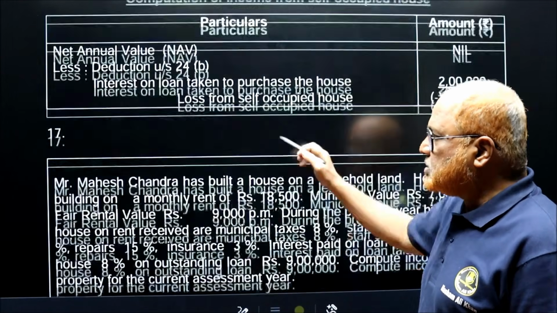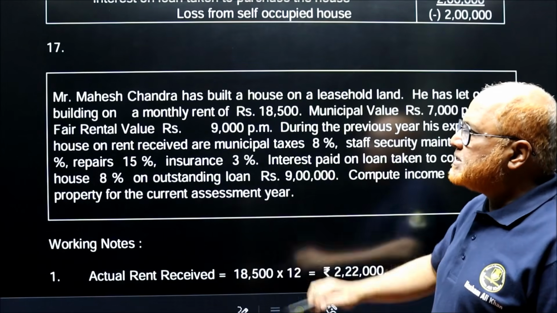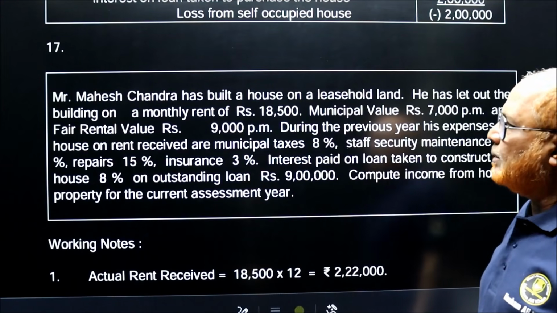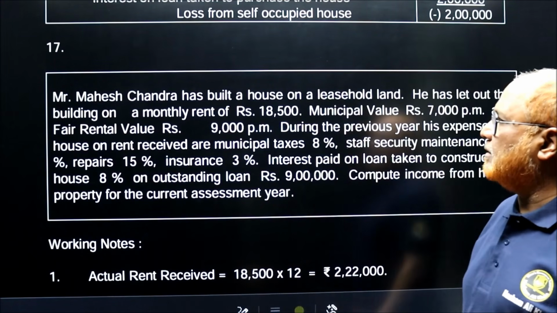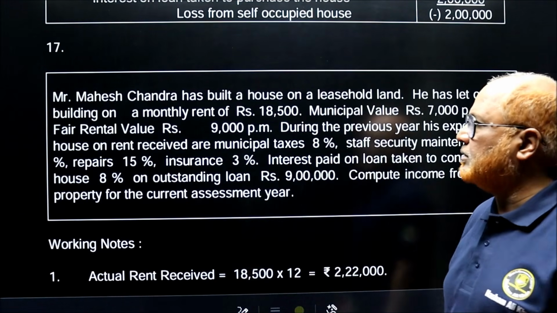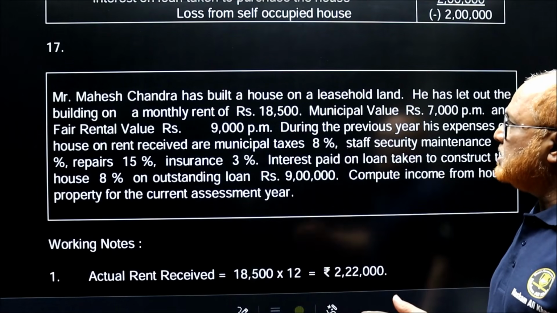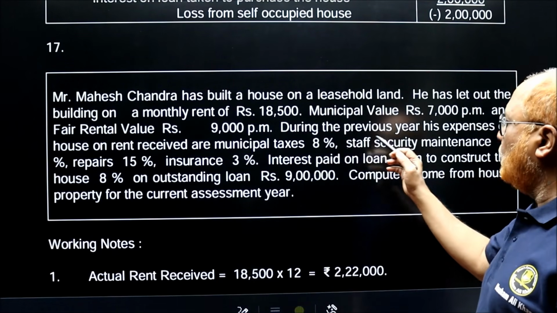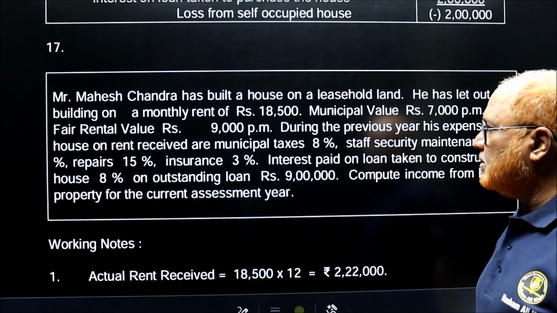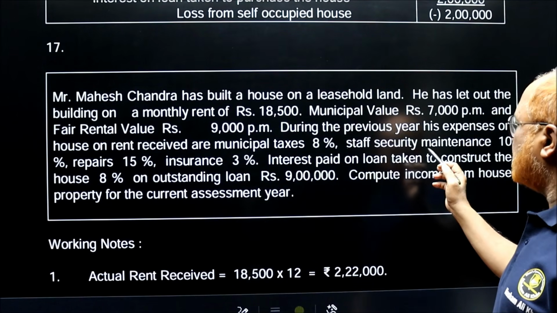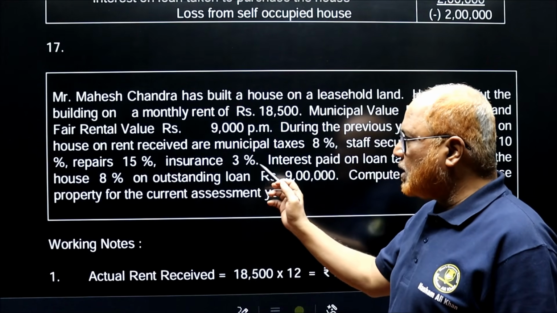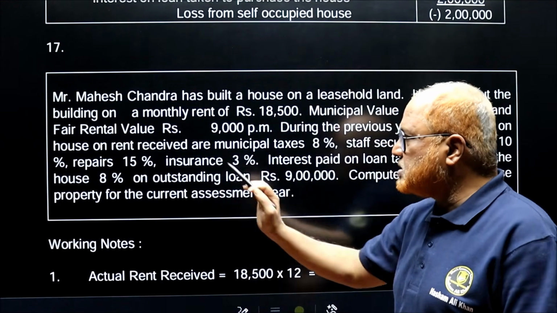That's it. Now, 17th problem. Mr. Mahesh Chandra has built a house on a leasehold land. He has let out the building on a monthly rent of 18,500. Municipal value 7,000 per month and fair rental value 9,000 per month. So this house is let out, not self-occupied. During the previous year, his expenses on the house on rent received are municipal taxes 8%, staff security maintenance 10%, repairs 15%, insurance 3%. Remember, repairs, insurance, ignore.